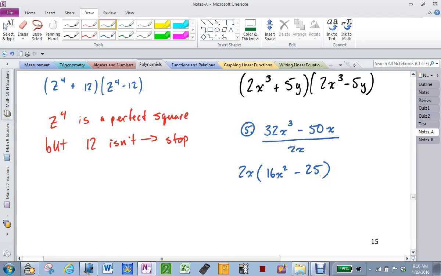Can you factor that? Do you do anything with 2x? Nope. But what do you get here? Is that a perfect square? Is that a perfect square? So can you do square root? Great. What's the square root of 16x squared? 4x. Square root of 25? 5. And then? Minus 5. Cool? That's the first thing that's going to mess with your heads.